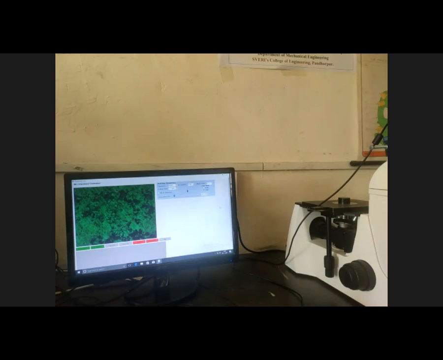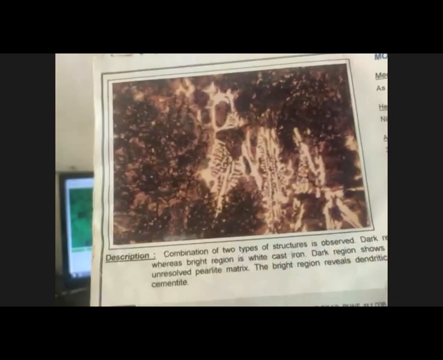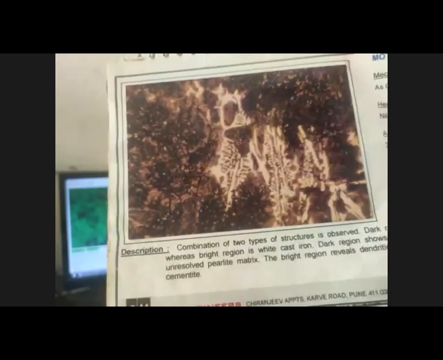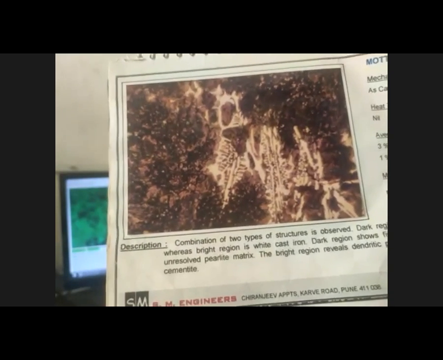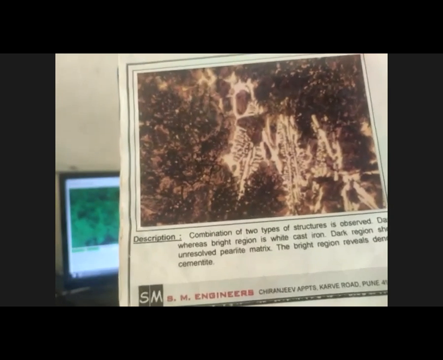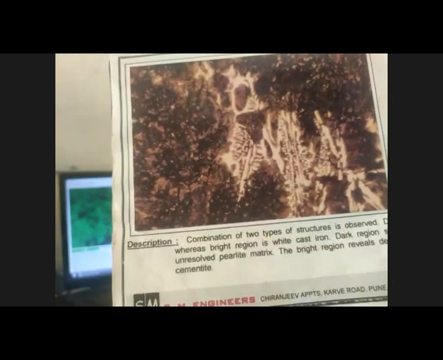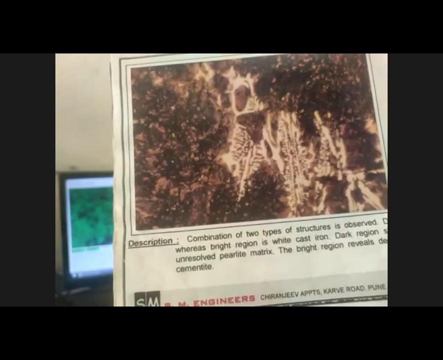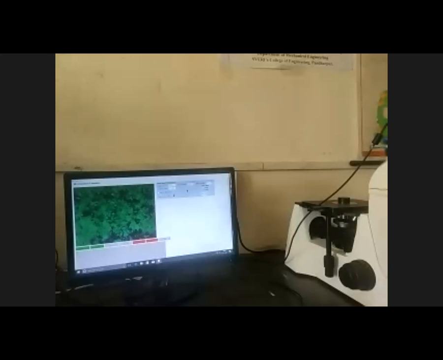Then a mixture of gray and white cast irons. Gray is dark and white is white color. So alternate layers of gray cast iron and white cast iron. Okay, so these are the structures of all types of cast irons you can see under the microscope.